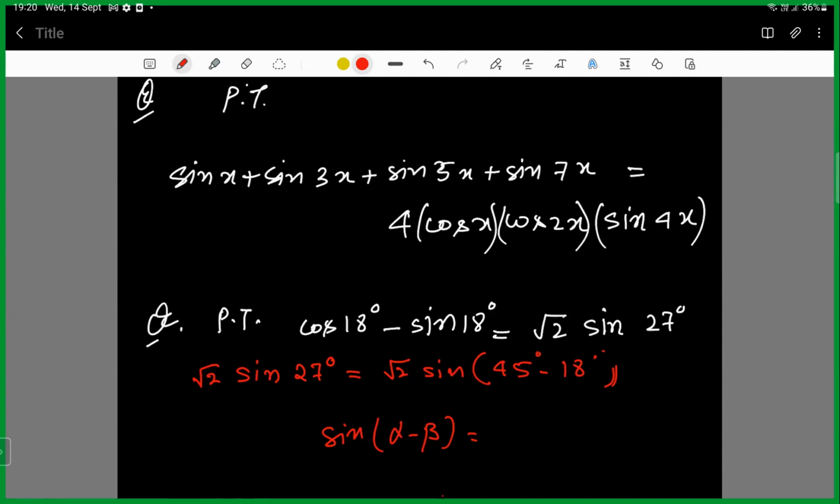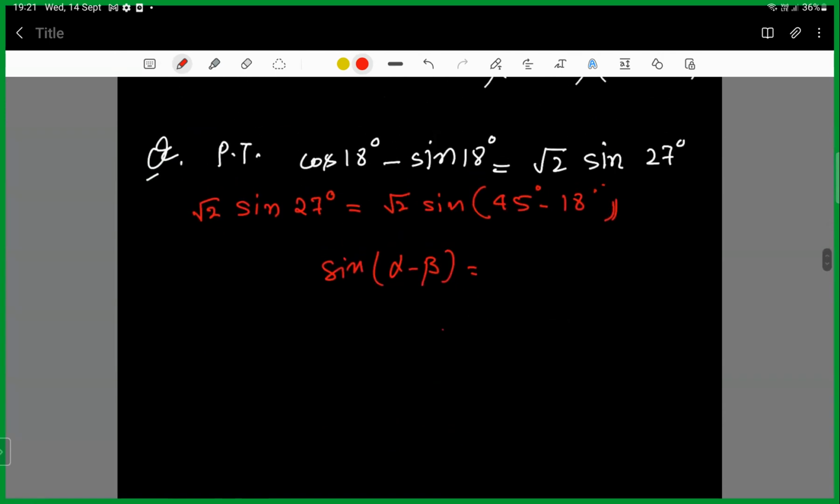First, let everyone solve. Okay, you do another problem. Principal solution. Write down, prove that 2 cos theta plus 5. How many of you just wrote sin alpha minus beta? You'll get the answer. Just write down this formula and apply it here. This is sin of 45 minus 18. 45 is alpha, beta is 18, and you will get the answer.